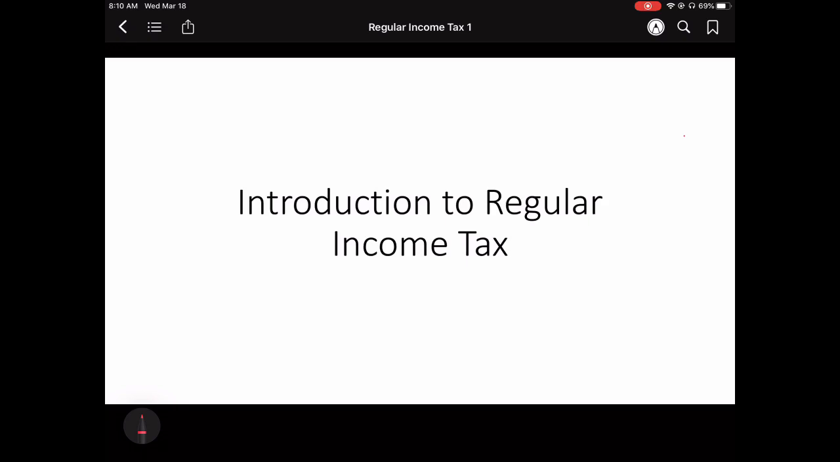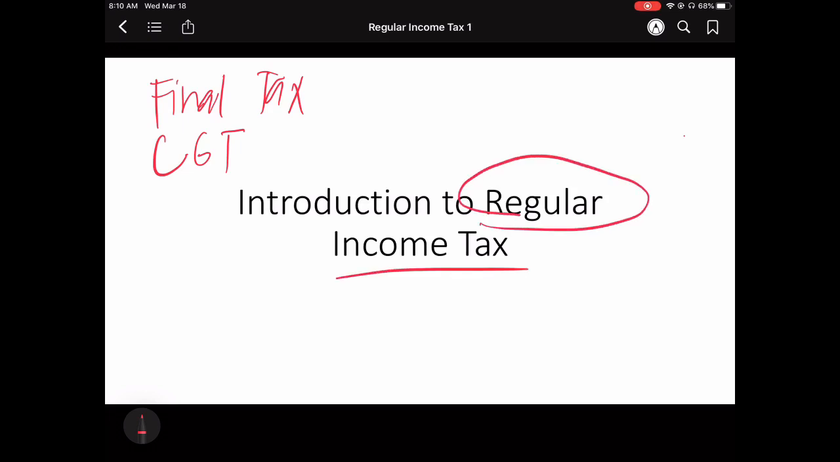Today we're going to discuss the introduction to regular income tax. We know that there are three types of income taxes, to include the final tax, then we have the capital gains tax. And now, today, we are going to discuss the regular income tax, also called the basic income tax, or the normal income tax.